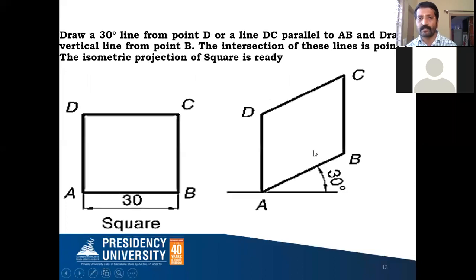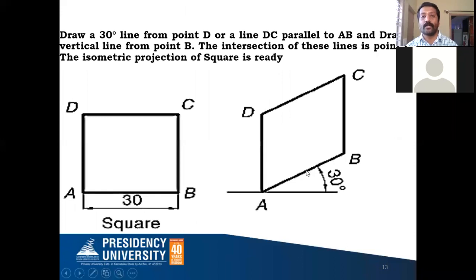So you're going to get like this. From point D, you can draw a parallel line to AB, or a 30-degree line, on the right side. Similarly, from B, you can draw a vertical line, or else a line parallel to AD. Wherever these two lines intersect, you call that point C. So one more position is done.